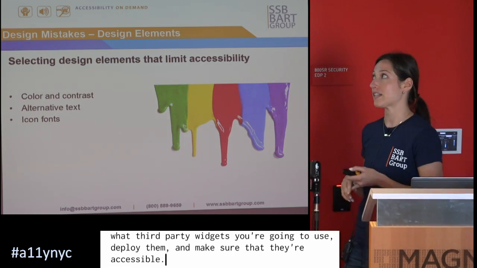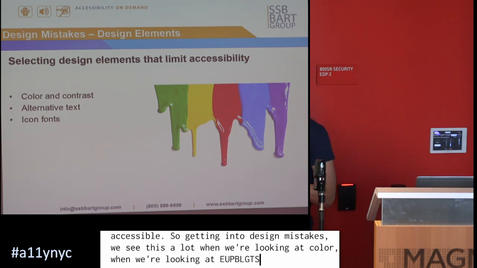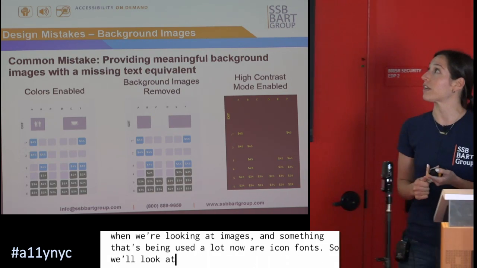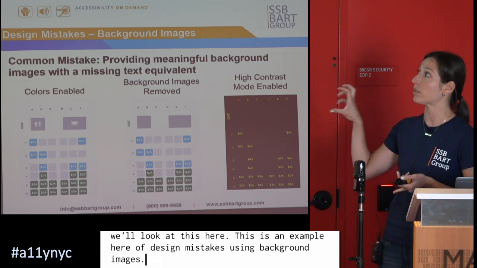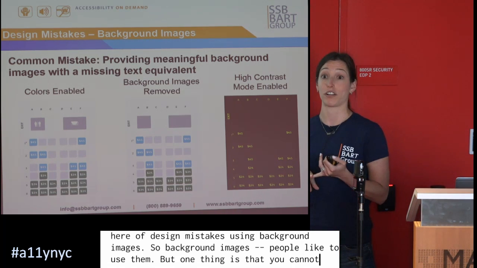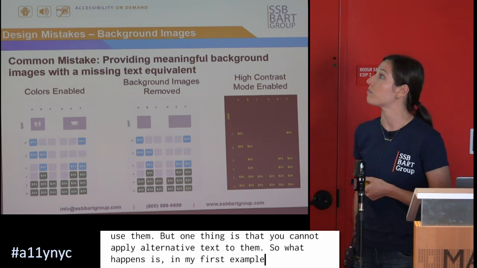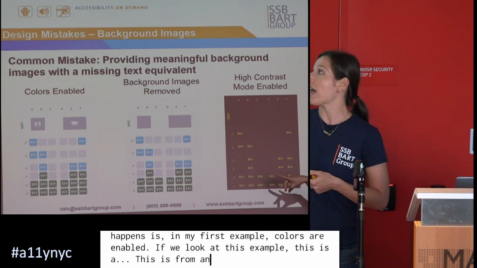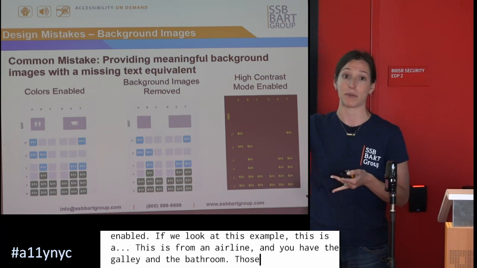So getting into design mistakes, we see this a lot when we're looking at color, when we're looking at images, and something that's being used a lot now are icon fonts. So we'll look at those here. This is an example here of design mistakes using background images. People like to use them, but one thing is that you cannot apply alternative text to them. So what happens is, in my first example, colors are enabled. If we look at this example, this is from like an airline, and you have the galley and the bathroom. Those images are background images.